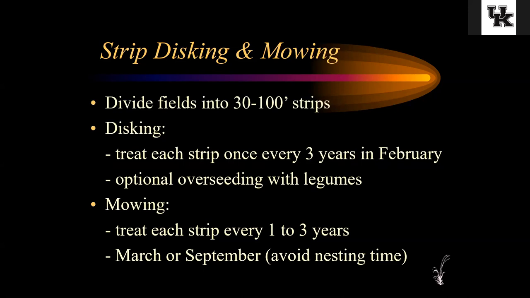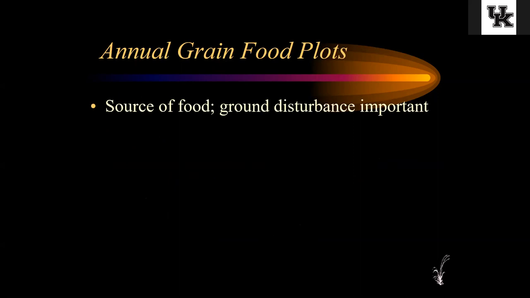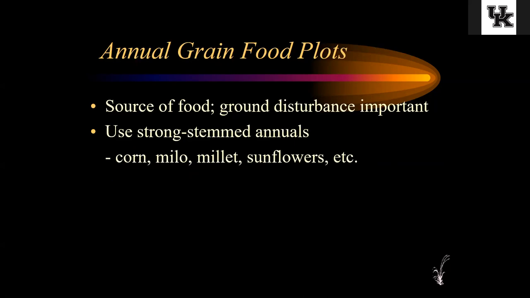Annual grain food plots. They're a source of food, and it's important also from the standpoint that you're disturbing and tilling the ground when you're putting in annual food plots. And so again, you're exposing another backup free crop of seed. And using some strong stemmed annuals that are going to last for cover too over the winter. The winter conditions will not flatten them out. So you're going to have that secondary benefit of having some really good cover. Things like corn, milo, which is a short sorghum, millet, sunflowers, which are very popular for dove fields. These are some examples of some species that you could use.